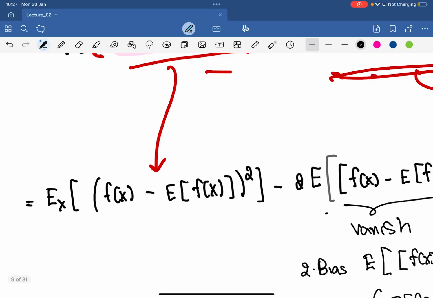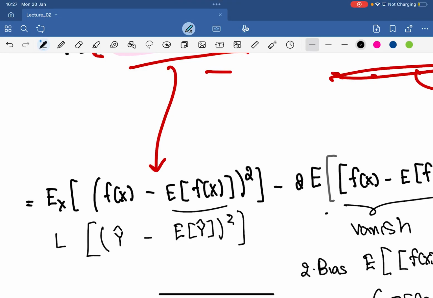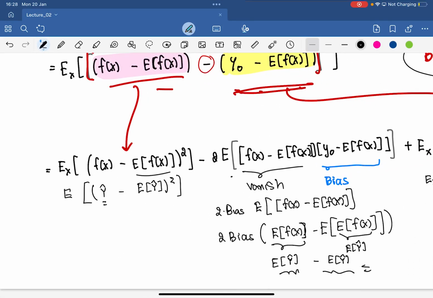As you can see here, this is a bias of your fx. It's like expectation of your y hat, right? And this is your y hat minus everything square, and then expectation. This is a variance of your y hat because you cannot go further with it. If there's a square here, you can't dive in. So in other words, this is a variance of your y hat.